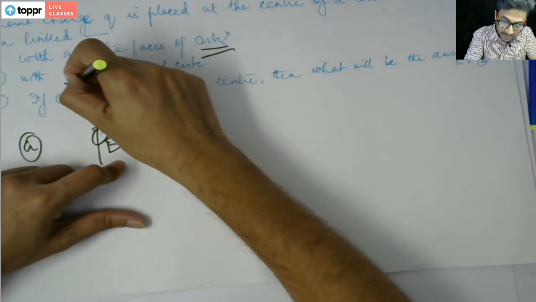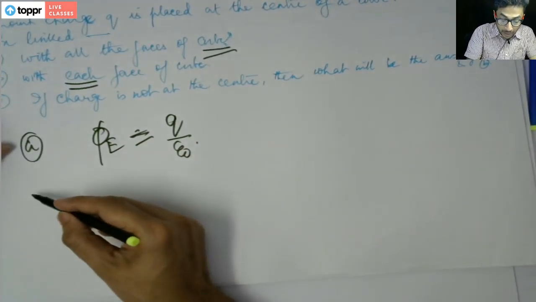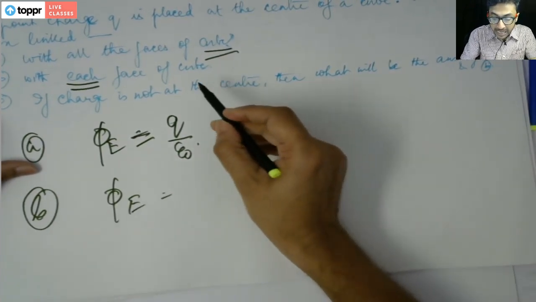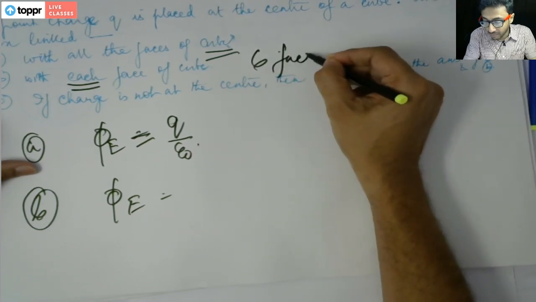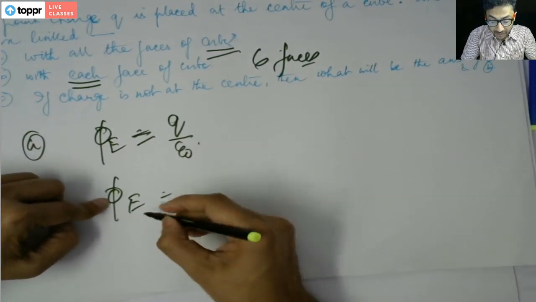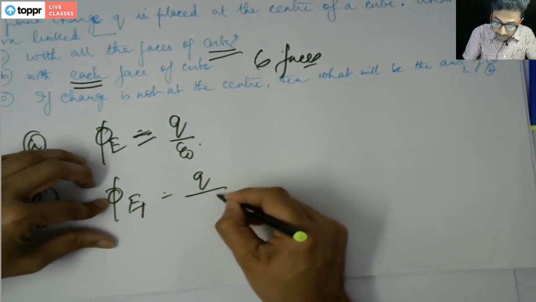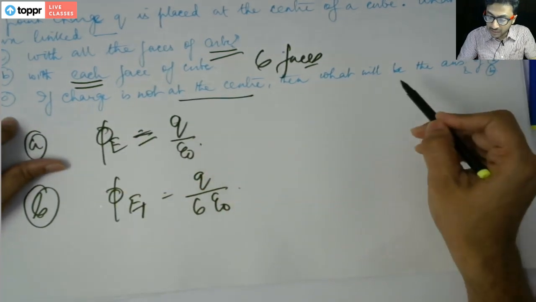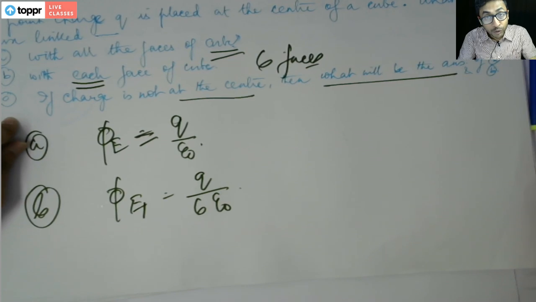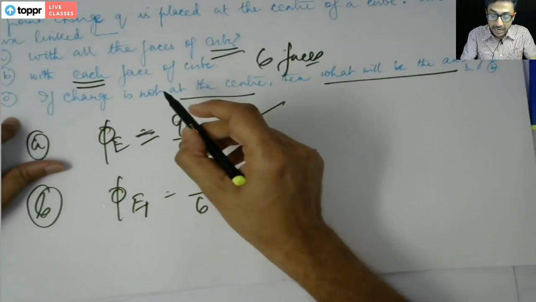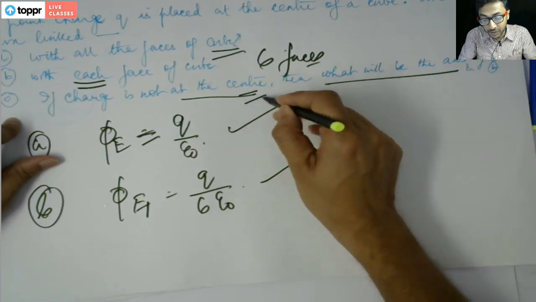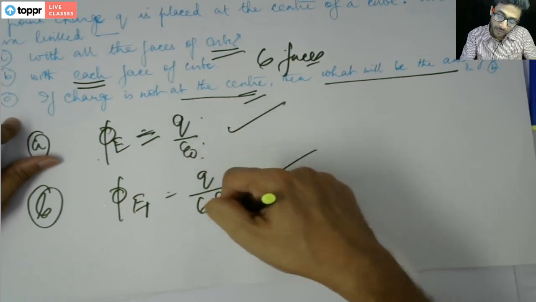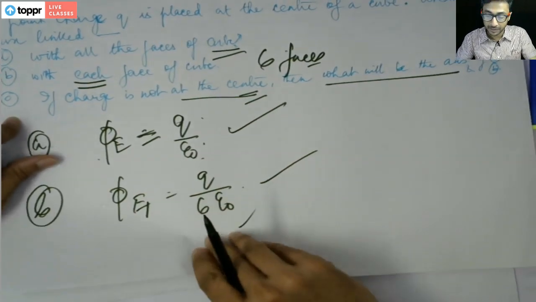Now, what is the flux linked with each face of the cube? There are 6 faces, and it is uniform. So the flux linked with each face will be q by 6 epsilon 0. If the charge is not at the center, then what will be the answer of A and B? What do you think? It will be the same, because it does not depend on whether the charge is lying at the center or not. If it is enclosed, the flux will be q by epsilon 0, and so we get this face flux.